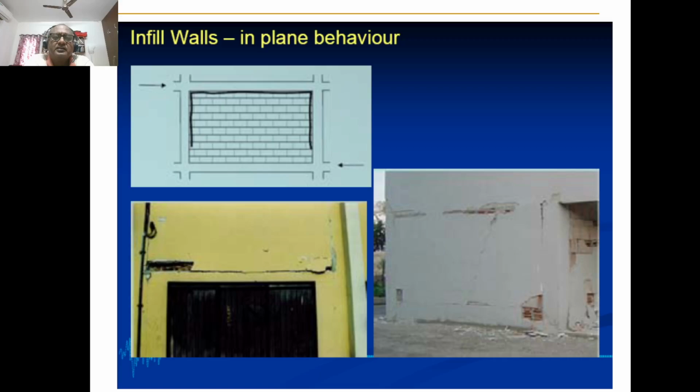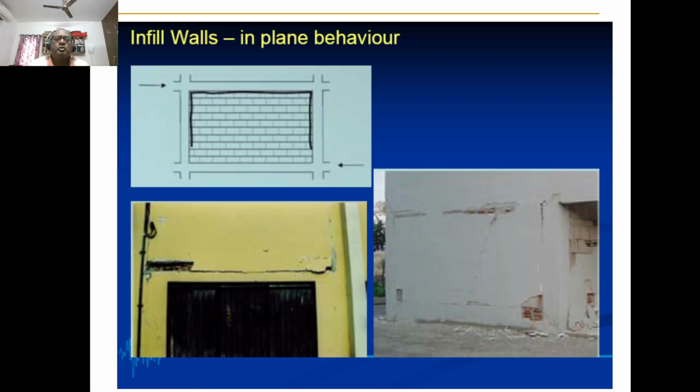that affect the frame and the wall, what we call infill, maybe a brick wall or any other wall, get affected during an earthquake. So if you see this picture, the cracks come along the joint between beam and column. This is one way of failure that is possible, what we call in-plane behavior.